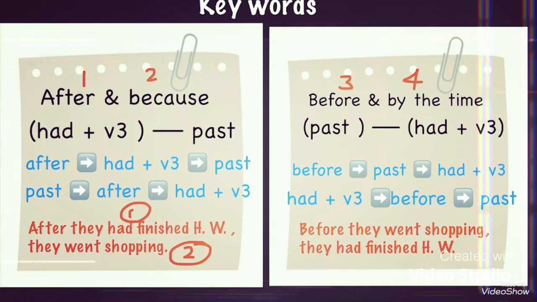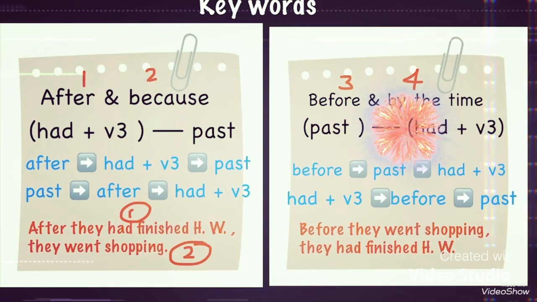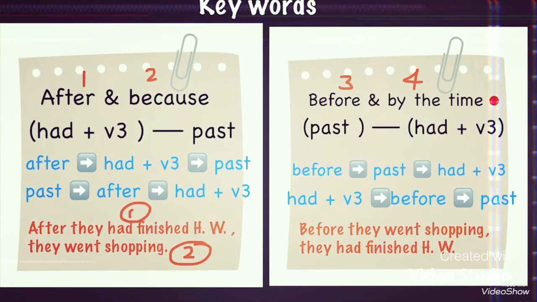And before and by the time are the opposite. Before and by the time are followed by past. Why? Because the action that happened after before and by the time is the second action. So here after is followed by the first action, and because it is the first action, we should put after had and V3. But before and by the time are followed by the second action. And because they are followed by the second action, we should put it in the past, so they are followed by the past. And then the next verb will be had plus V3.